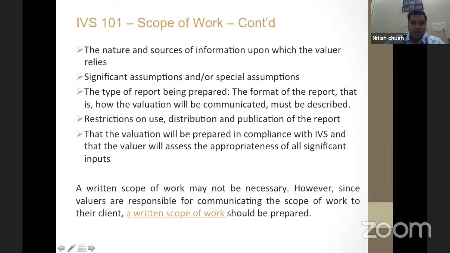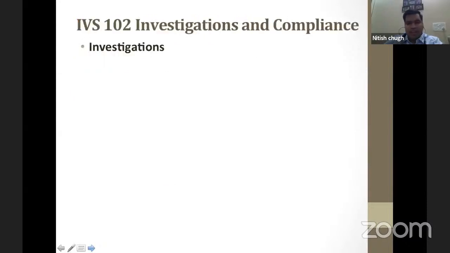So far so clear, this scope of work. Any doubt on this? Okay, nothing in the chat box. So let me move to the second standard of the day, that is investigation and compliances.